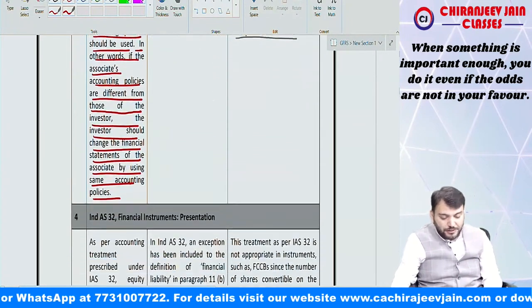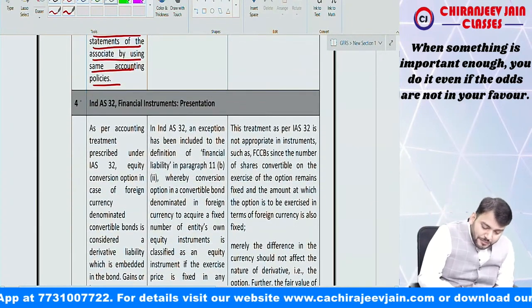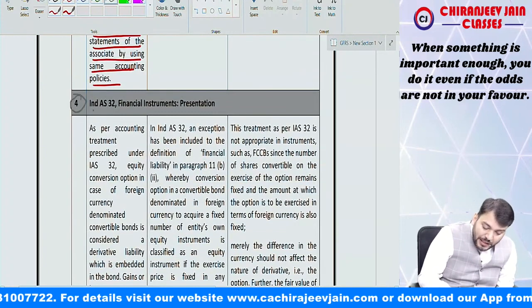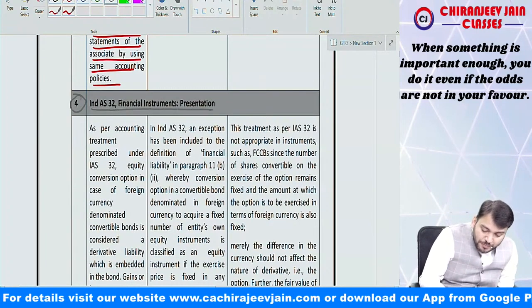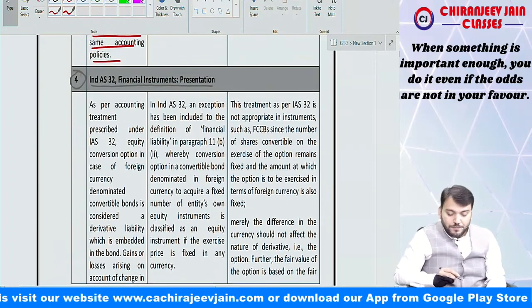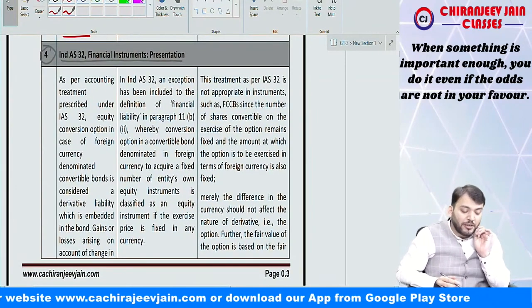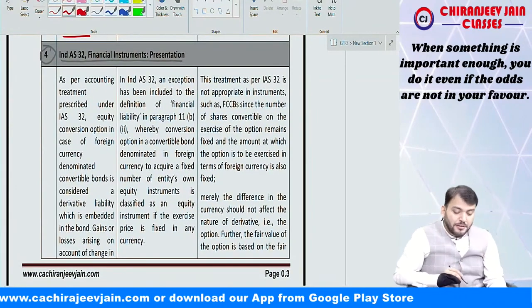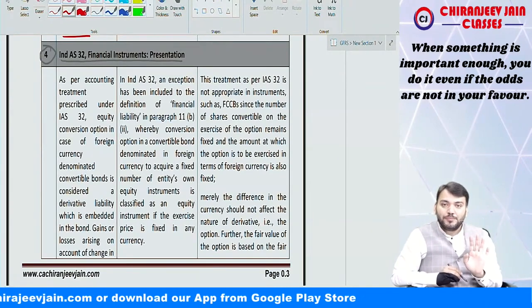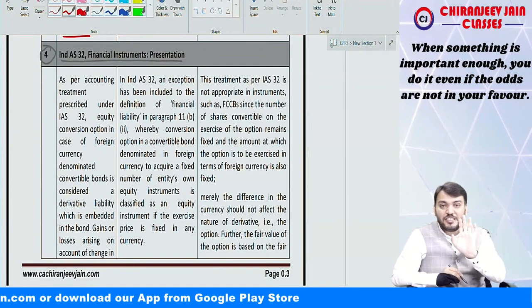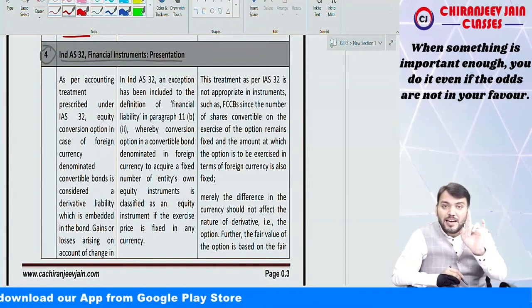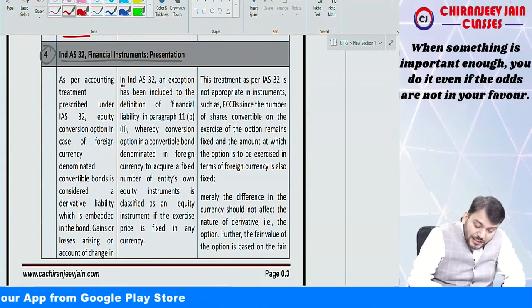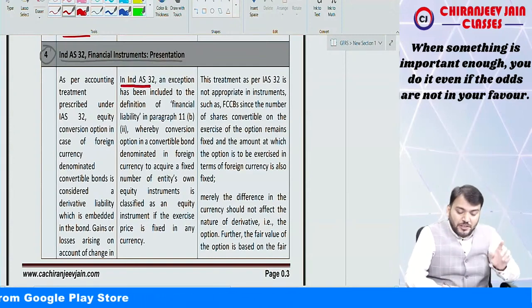Yes, sir. Understood. Then point number 4, Ind AS 32 financial instrument presentation. This is a very important carve out. First, let me read what we have done under Ind AS 32. When I read, you will understand this is a special point we have done under Ind AS 32, the financial instrument chapter.